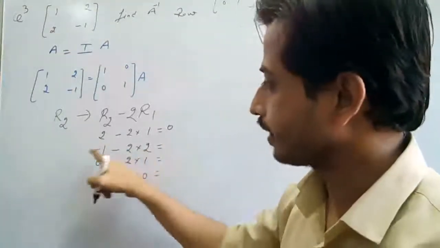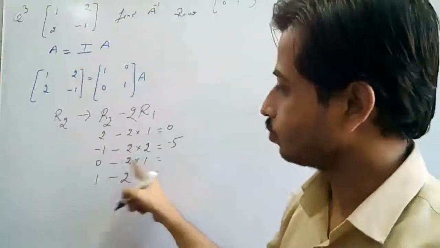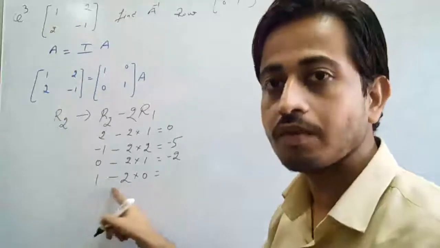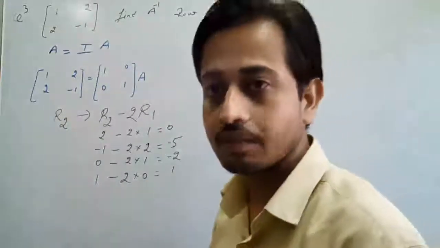2 into 2, 4. Minus 1 and minus 4, we get minus 5. 2 into 1, 2. 0 minus 2, we get minus 2. 2 into 0, 0. 1 minus 0, 1. It means we get a matrix. What's the matrix?